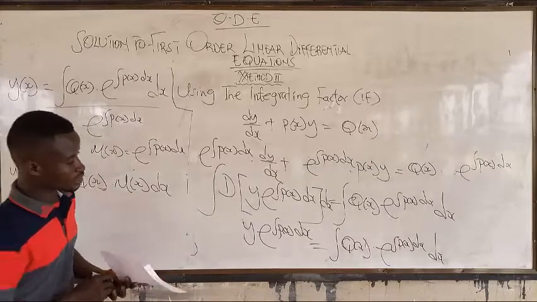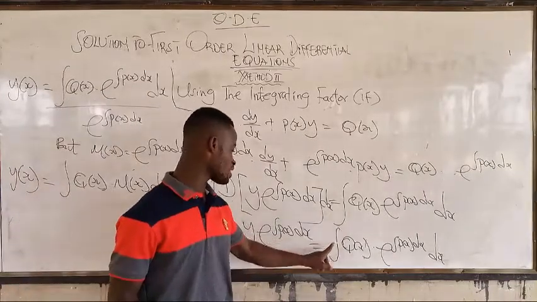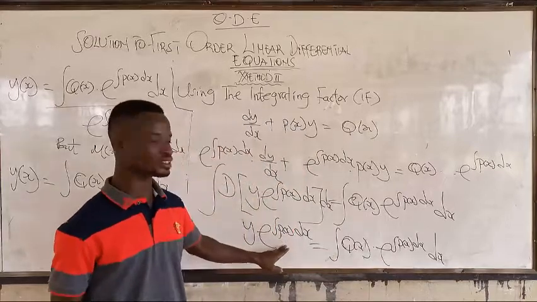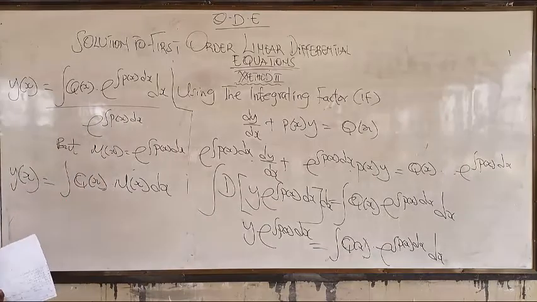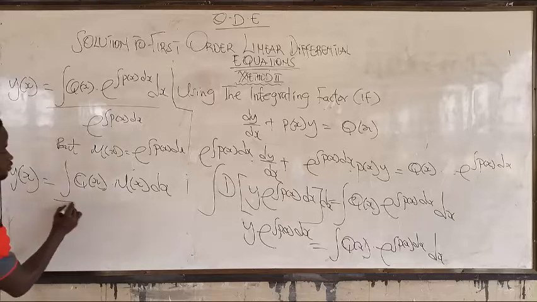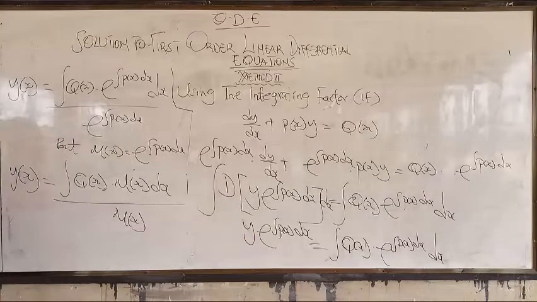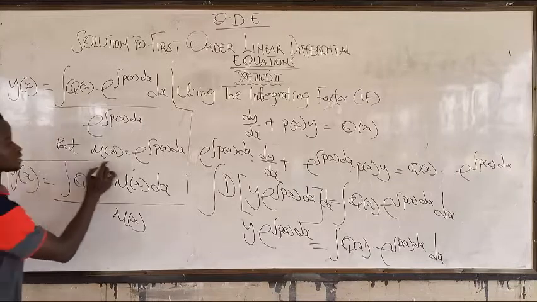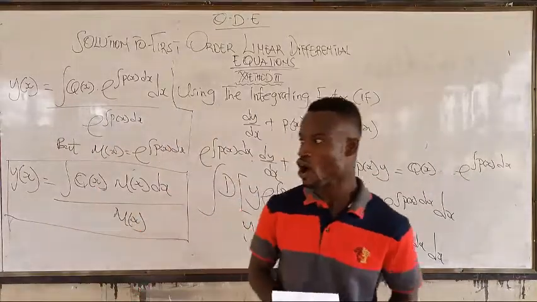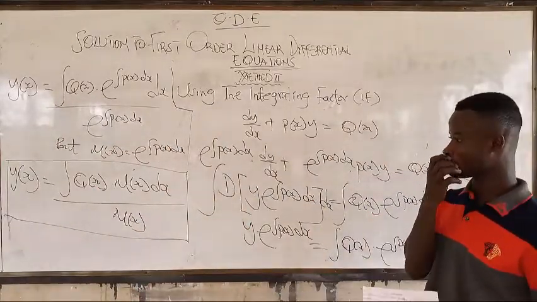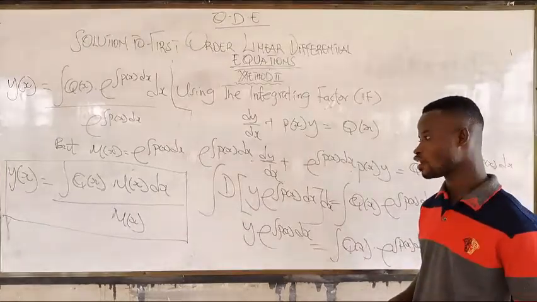Now, there is something that I want to let you know. You have to know that this integral sign is affecting only this, not the one in the denominator. So here, we divide both sides, leaving the integral sign on top of the mu in terms of x. So this establishes the general solution for a first order differential equation with the use of integrating factor.